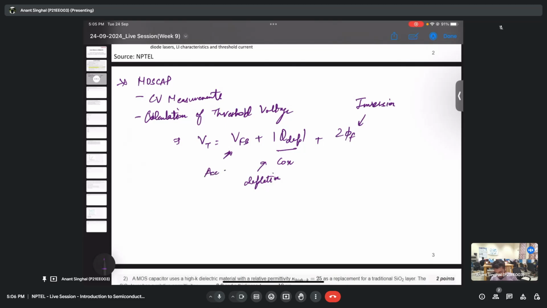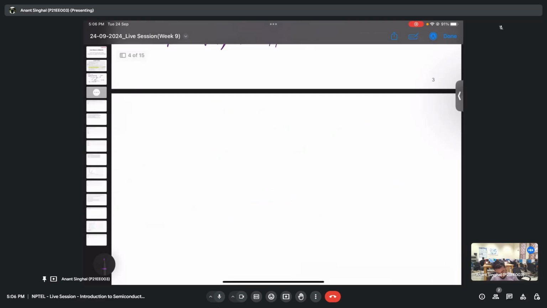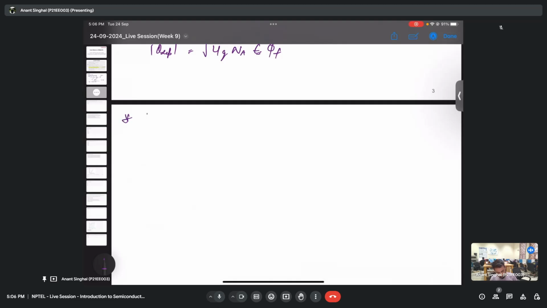So this we already discussed in the last lecture, and this Q depletion we also discussed as a function of the doping, and it came out to be the square root of 4 q Na epsilon s phi F, where psi s is taken as 2 phi F because of the depletion criteria. What we left out was that we did not calculate the inversion charge. So let me quickly go through this inversion charge.